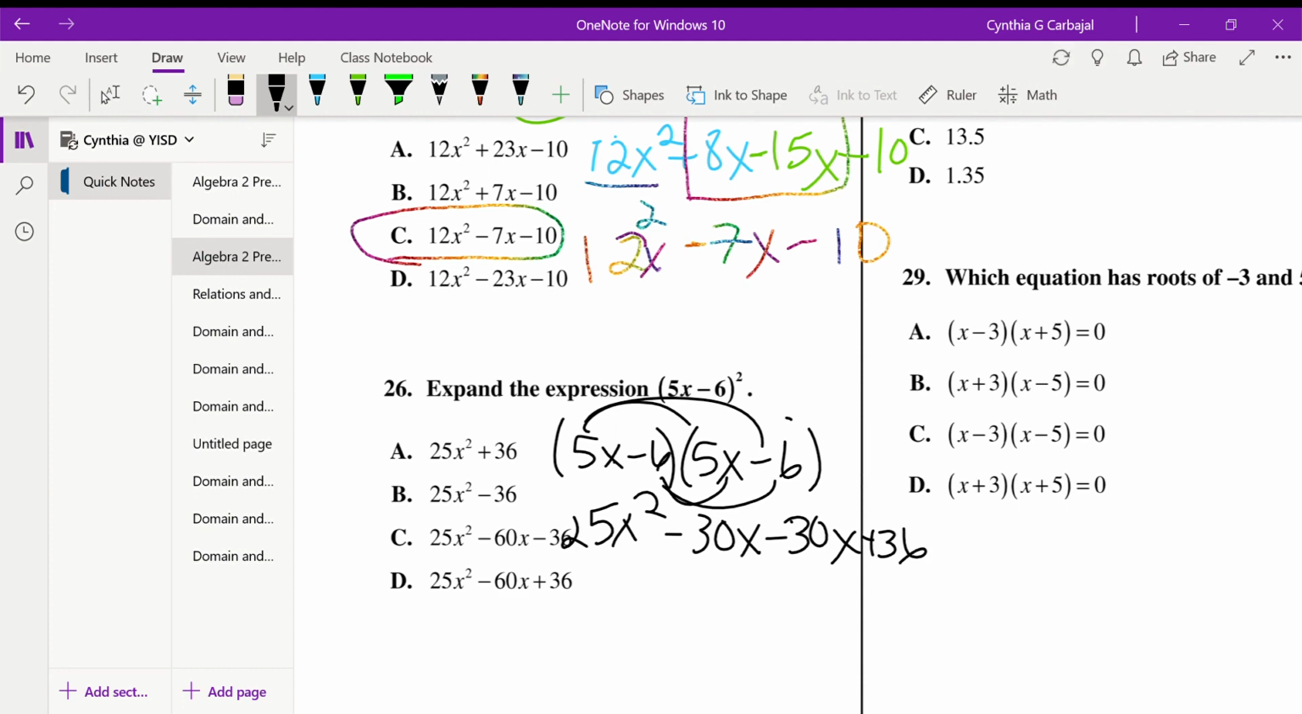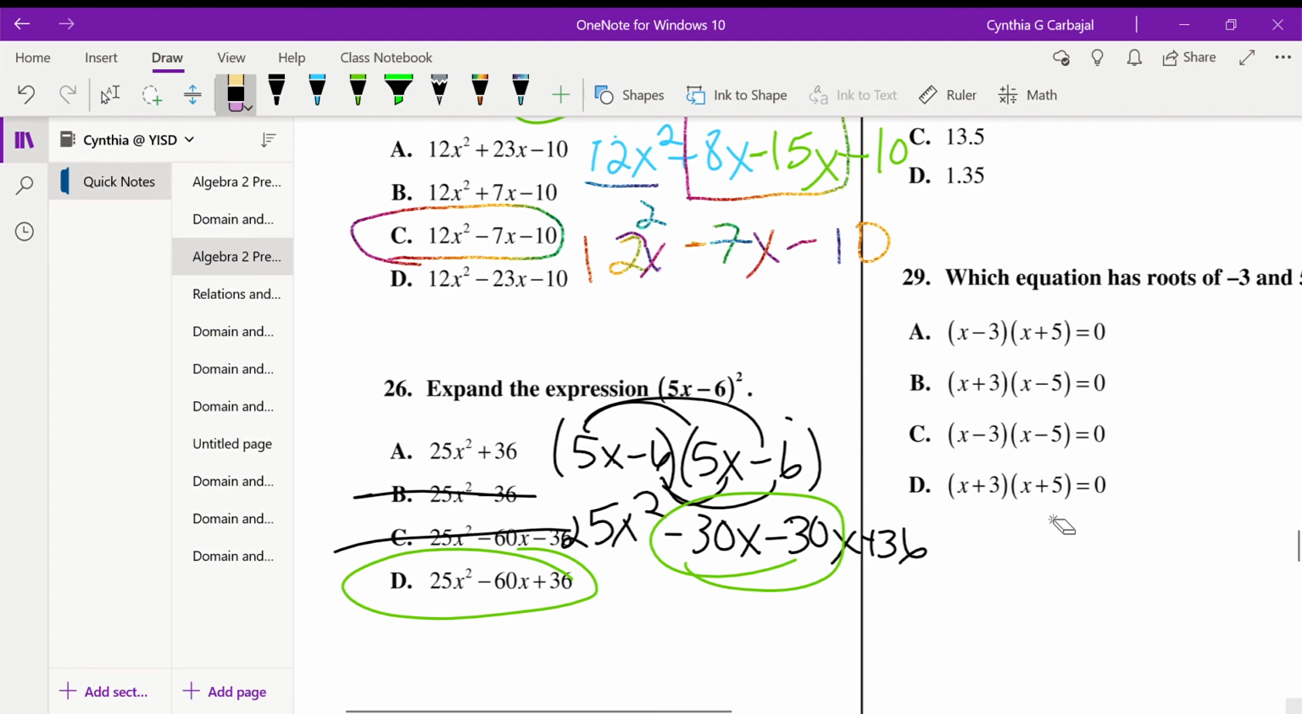Okay, so just by looking at that positive 36, these two are out. So then we combine like terms, which will always be the middle two terms when you have binomials. Negative 30 and negative 30 will give me negative 60. All right.